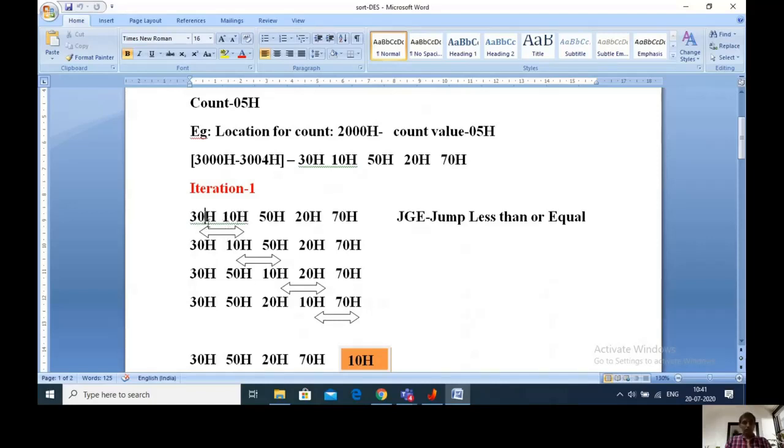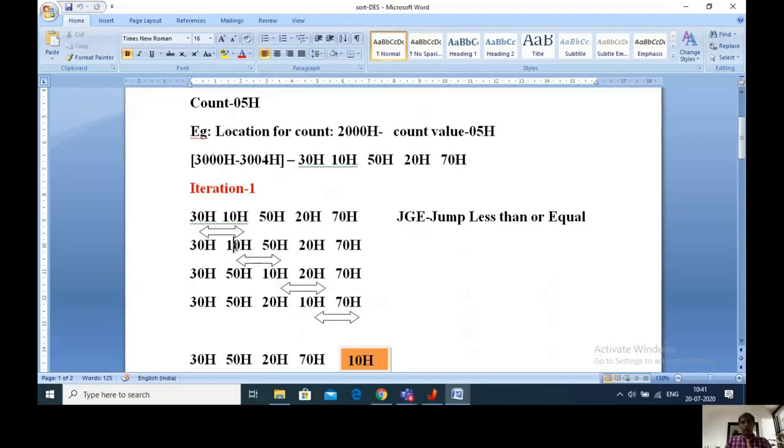Now in this particular problem, my first byte is greater than the second byte, so no need of exchanging. Keep the first byte as it is, the second byte as it is, and the remaining 3 bytes also remain the same: 50, 20 and 70, no exchange. This is after the first comparison. Coming to the second comparison, we are comparing the second byte with the third byte. Whenever the second byte is greater than or equal to the third byte, no need of exchanging.